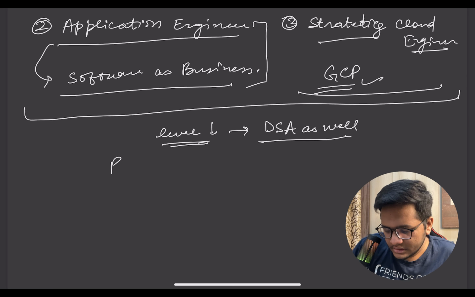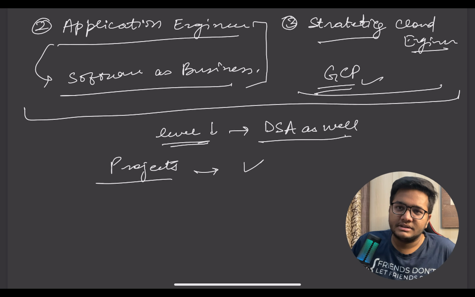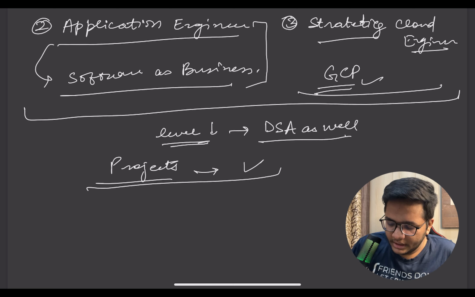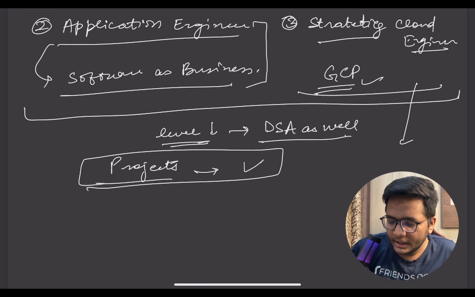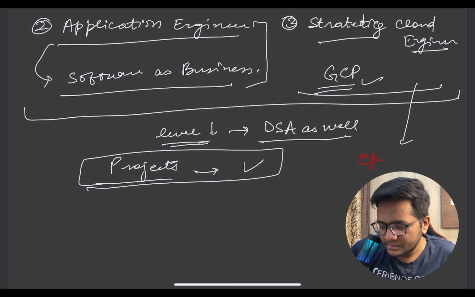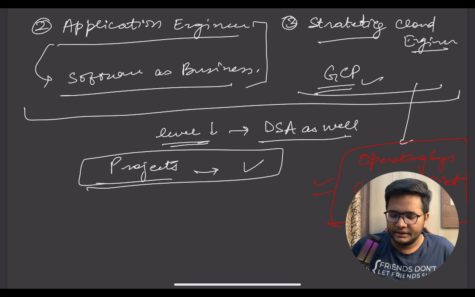Your projects also play a very important part when you are appearing for the application as well as the strategic cloud engineering role. You need to understand different things. When I say strategic cloud engineer, you need to be very good at concepts of operating systems, computer networks, and DBMS. So for strategic cloud engineer, these CS fundamentals are also very important, right?